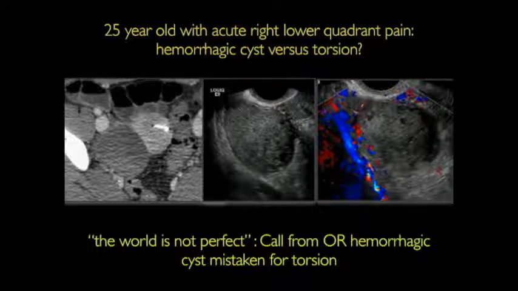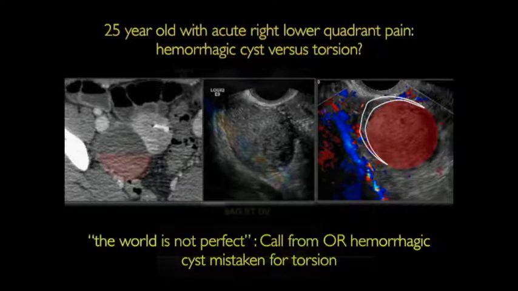Again, I got a call from the OR. A hemorrhagic cyst was mistaken for a torsion. If you go back, you can see here's the stretched ovarian parenchyma, and here's the hemorrhagic cyst. And you could really see the Doppler flow as well in the periphery, and you could see a little bit of layering of the hemorrhagic material on the CT.